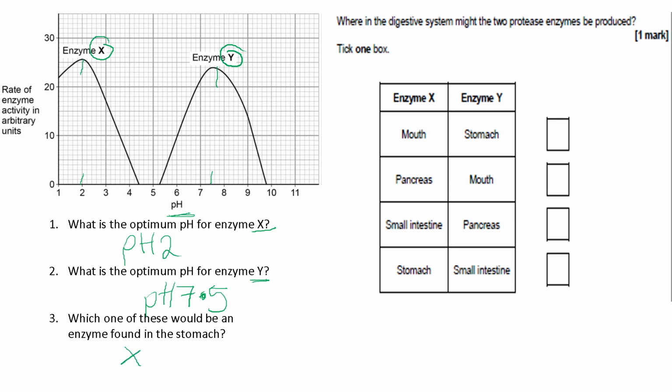Now, the next question is asking us, where in the digestive system might the two protease enzymes be found? So first of all, if we look at our enzyme X, we know that enzyme X is a very low pH, which we have already identified as being in the stomach. So the only one of these answers going downwards where we have the stomach is this last one here. So then we look across to enzyme Y, which had an optimum pH of 7.5. So would an enzyme that has an optimum pH of 7.5 be produced in the small intestines? Yes, it would. So therefore, our answer is this last answer here.